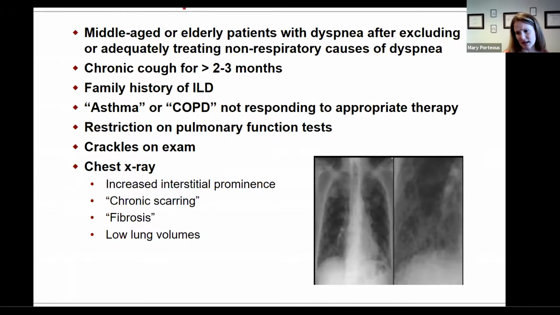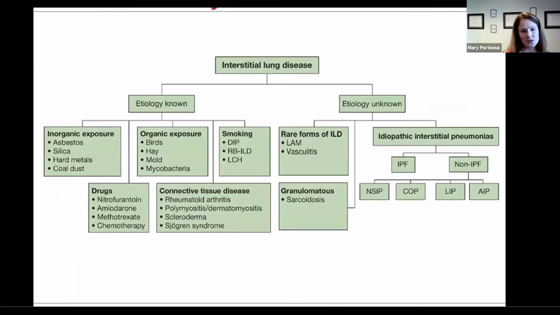And this is an x-ray of interstitial lung disease, a beautiful one that you don't often see, with some honeycombing here at the bases. So there are numerous classification systems for ILD over the years, starting in the 1960s with the Hammond-Rich classification. The big one to know is: is it an identifiable or known etiology of interstitial lung disease, or is the etiology unknown?